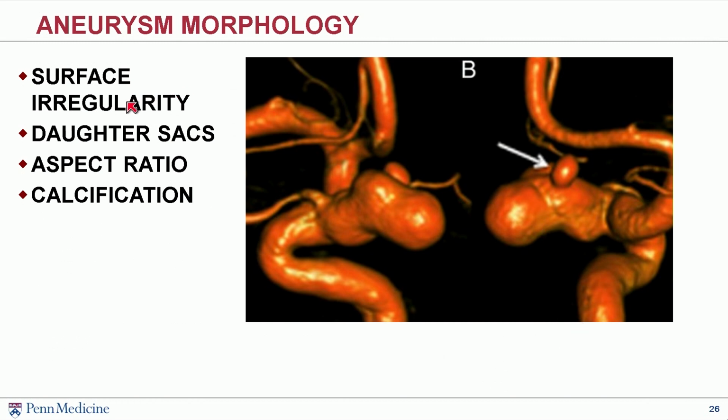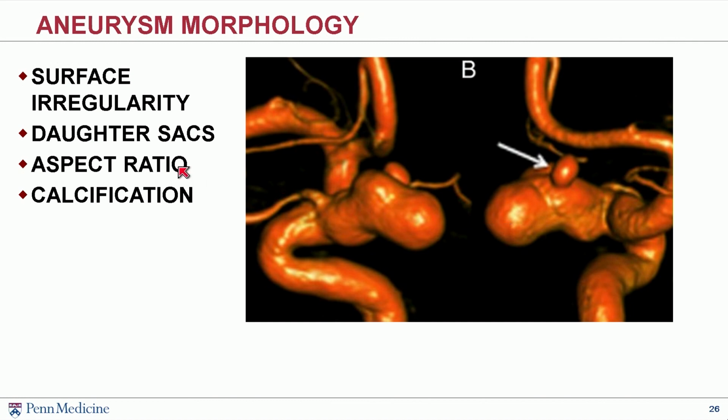The surface irregularity. As you can see on this 3D angiogram, this patient has a large aneurysm, which measures around 10 millimeters, and also has these small lobulations or daughter sacs. Now, these features are really key in putting an aneurysm at a high risk for rupture. So whenever we see this, we usually quantify that patient as having a higher risk of rupture versus someone who has a smooth wall with no daughter sacs.